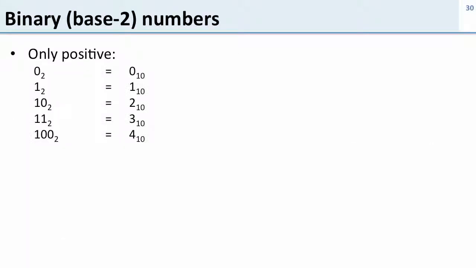So here's an example of binary numbers starting with only positive numbers. So 0 is just 0, and then 1. 1 is 1, 1 0 is 2, 1 1 is 3. So this is 1 plus 2, and then 1 0 0 is 4. So this is the 1's place, the 2's place, and the 4's place.